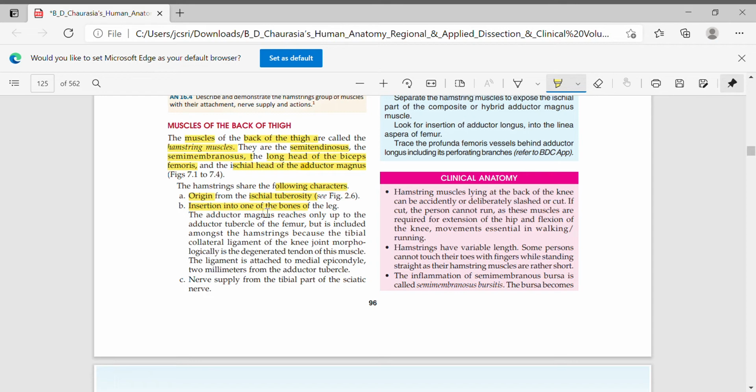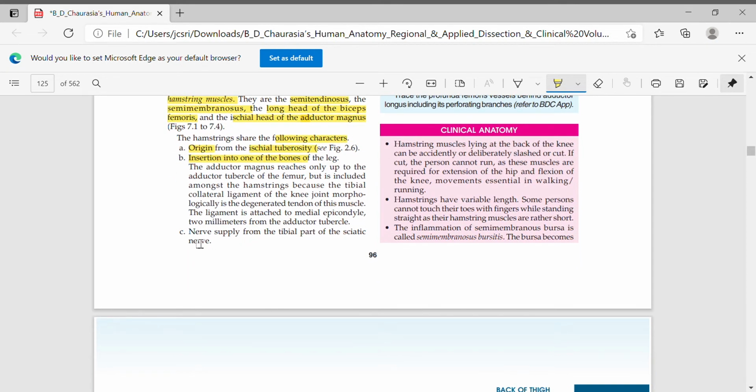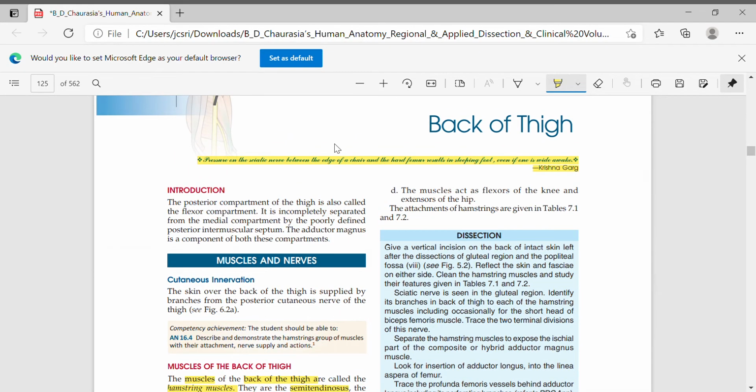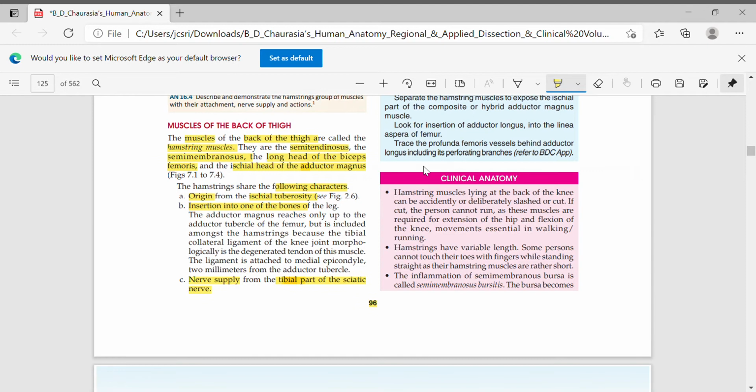The nerve supply is from the tibial part of the sciatic nerve. All the hamstrings should have the nerve supply from the tibial part of the sciatic nerve. The sciatic nerve has two parts, the common peroneal part and the tibial part. It should have the tibial part contributing as the nerve supply.